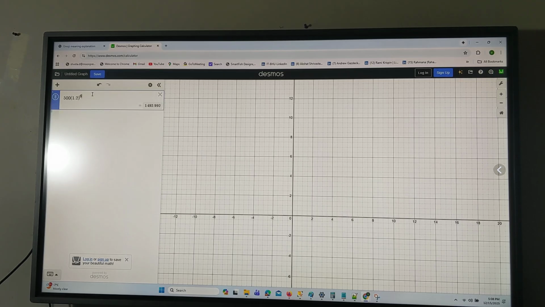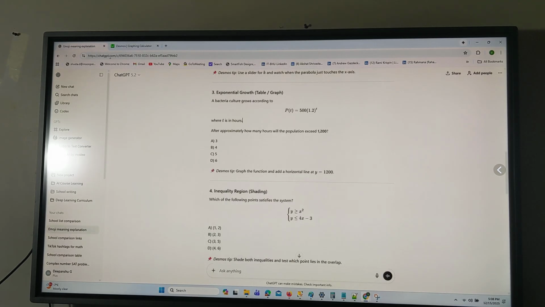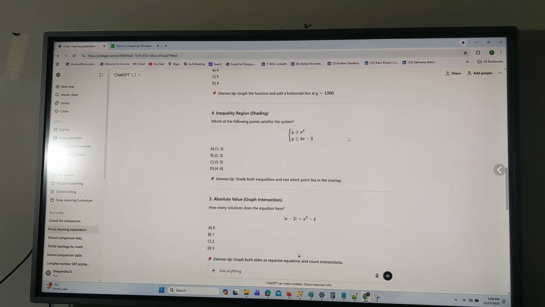That looks like the right answer. So when it's 5, its value is 1244. So approximately after 5 hours this population will exceed 1200. And then, which of the following points satisfy this system of equations?